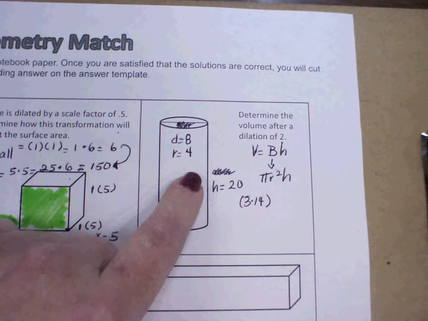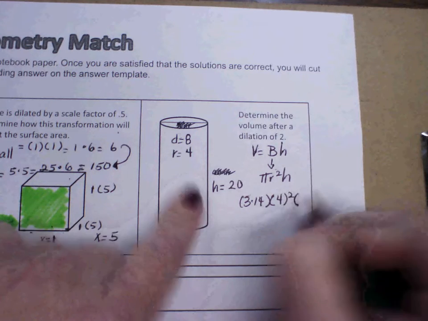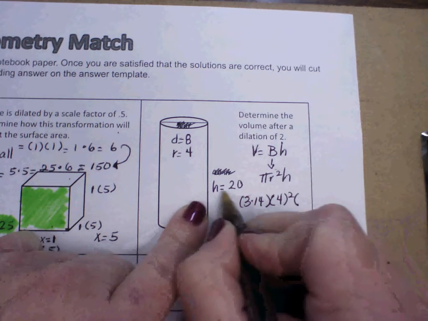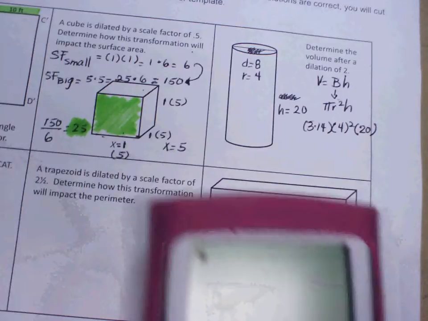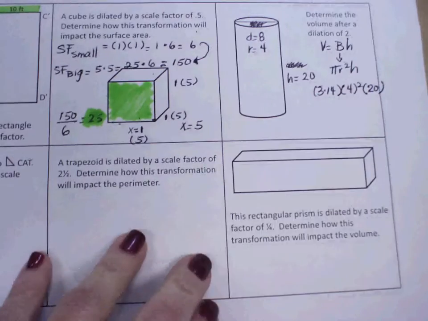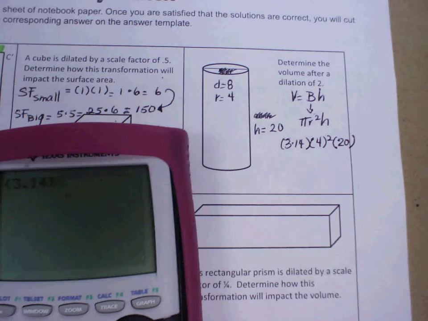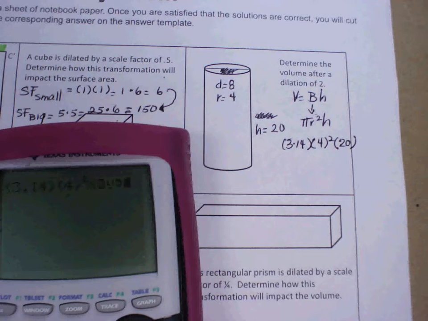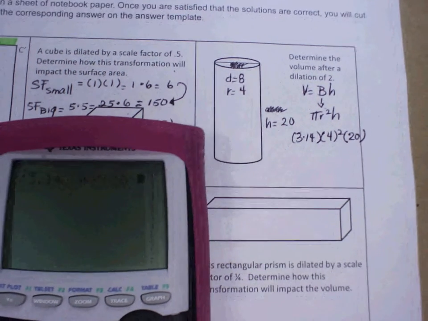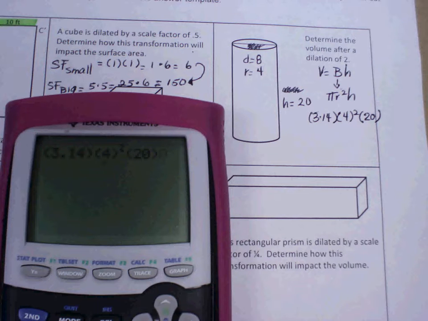It was dilated, and I don't have that 10 anymore. It was dilated. It was bigger. So the radius is 4. What about the height? 20. All right, so let's do it. 3.14 times 4 squared times 20.